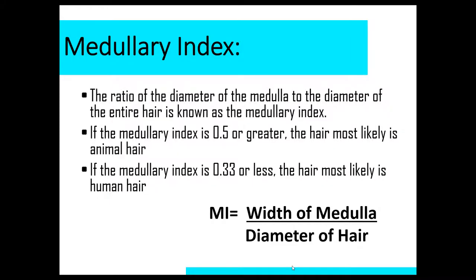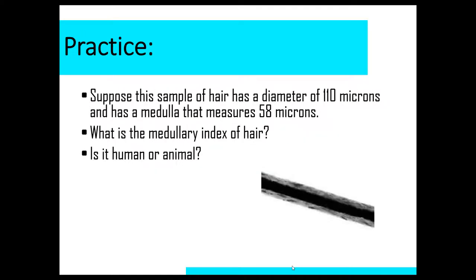If the medullary index is 0.5 or greater, then the hair most likely is from an animal. Okay, so if the medullary index is 0.5 or greater, the hair probably came from an animal. If the medullary index is 0.33 or less, then the hair is most likely from a human. And so we're going to use that. That's just some extra information that you may need. Now, I always get the question, what if the medullary index is between 0.33 and 0.5? Well, in that case, you can't really tell. So you can just use your best judgment on that.